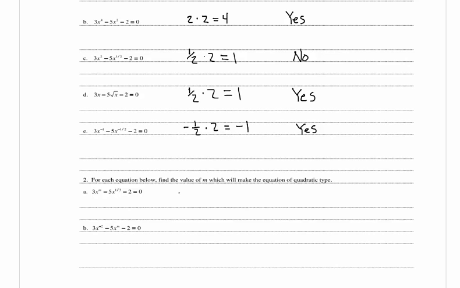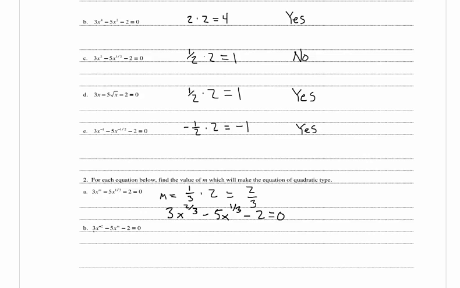equal to 0. So we're going to take 1/3 and multiply it by 2. And this is going to equal m. So we have 1/3 times 2 is equal to 2/3. So we could write this as 3x to the 2/3 minus 5x to the 1/3 minus 2 is equal to 0.